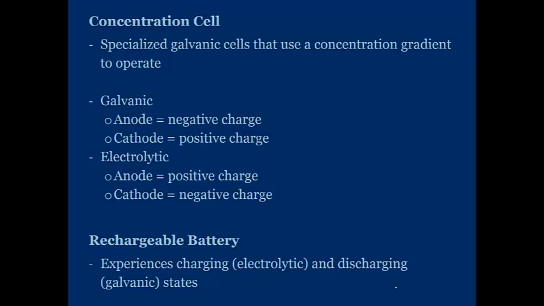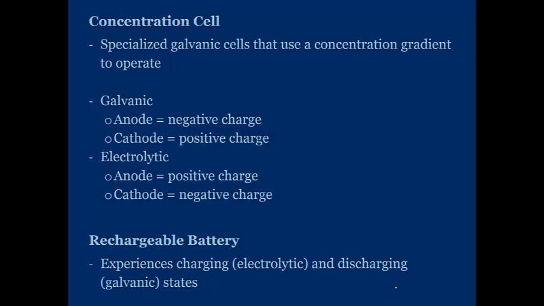There are some other types of cells we should go into though, starting with a concentration cell. These are specialized galvanic cells that use concentration gradients to operate. And there are two types. The galvanic equivalent of a concentration cell has a negative charge anode and a positive charge cathode. An electrolytic concentration cell is the opposite.